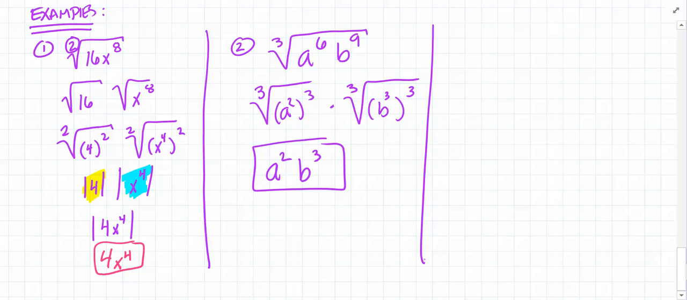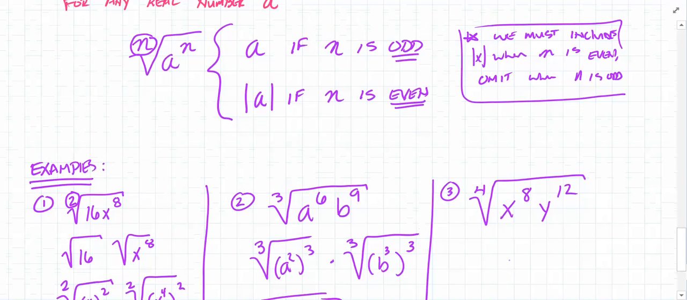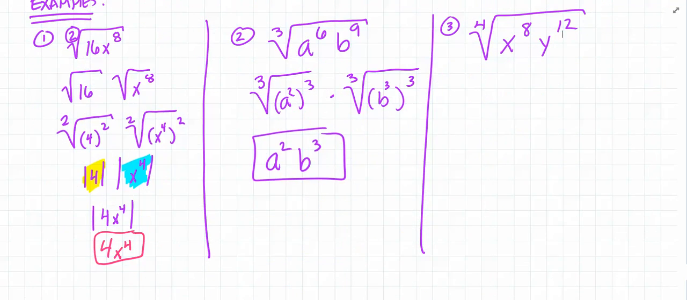All right, let's do the 4th root of x to the 8th y to the 12th. What's my index, ladies and gentlemen? Even or odd? My index is the number 4, which is an even number, so we're going to have absolute value signs. So we're going to do the 4th root of some number raised to the 4th times the 4th root of some number raised to the 4th.